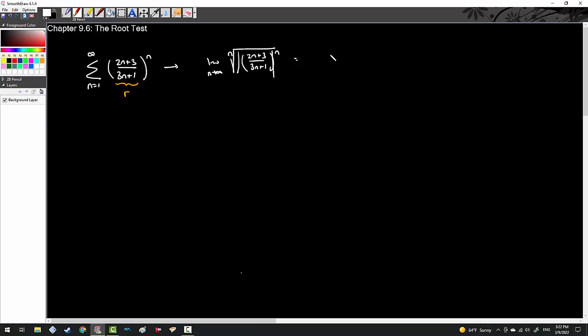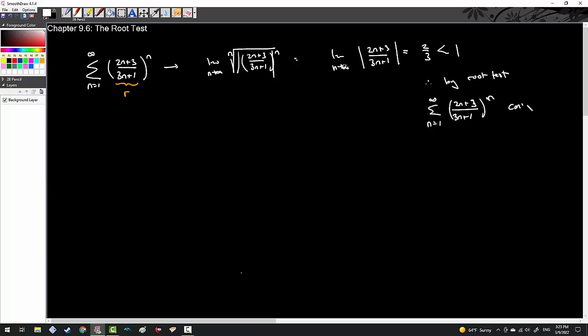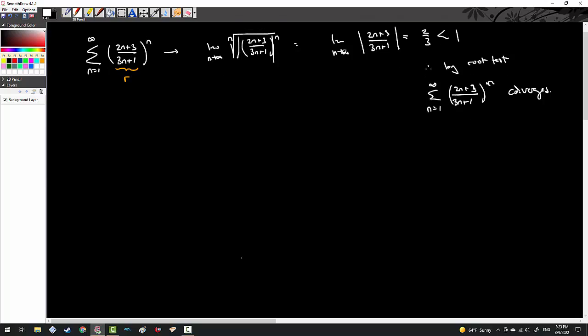And so what's going to happen is that the n's are going to cancel each other out, and I have the limit as n goes to infinity of the absolute value of 2n plus 3 over 3n plus 1. That goes to 2/3, which is in fact less than 1. So we can conclude that by the root test, the sum from n equals 1 to infinity of (2n plus 3 over 3n plus 1) to the nth converges. So that is pretty much the basic premise behind the root test.